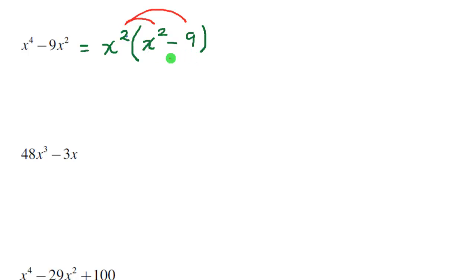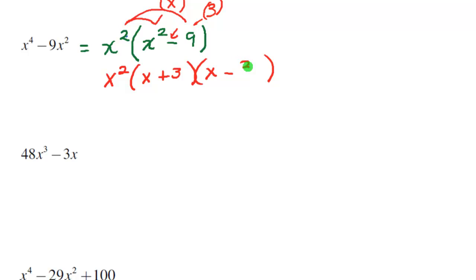Now you hopefully recognize this binomial. Yep, it's the difference of 2 squares, because you know 9 is a square. What did you square to get 9? You squared 3, right? And so this is 3 squared. And of course, x squared is x squared. And we have the difference, we have the subtraction. So as you know by now, that's going to factor as x plus 3, x minus 3.